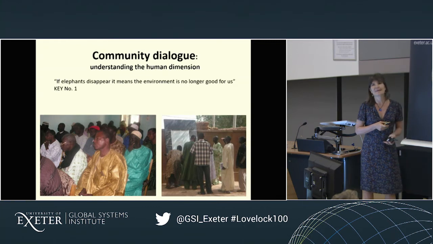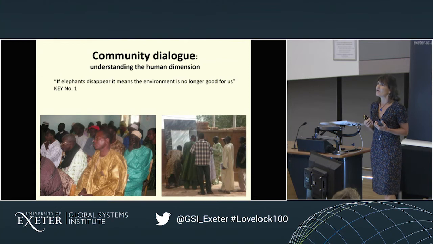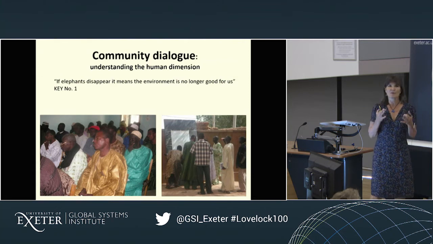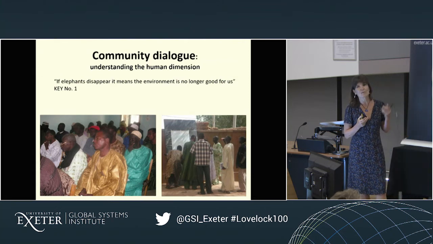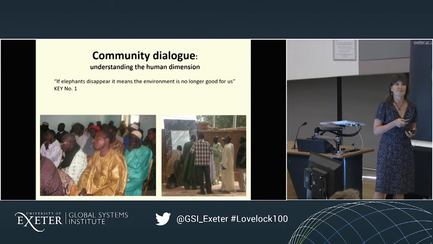And the first thing that they said was that if elephants disappear, it means the environment's no longer good for us. So we don't want to see the end of elephants. That was the number one key. I thought, we've got something here.